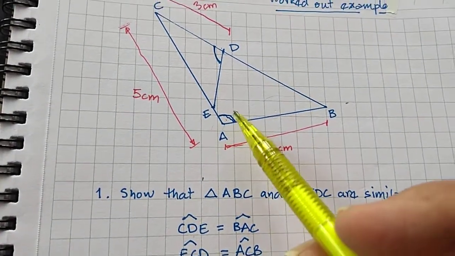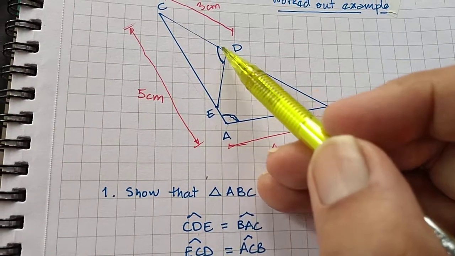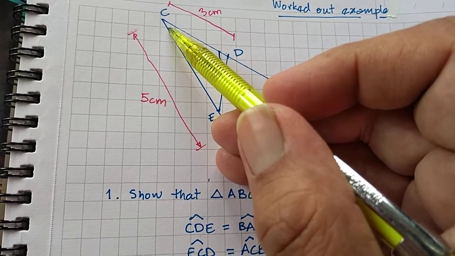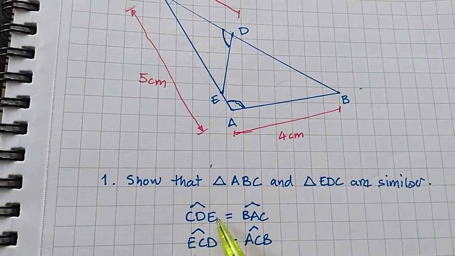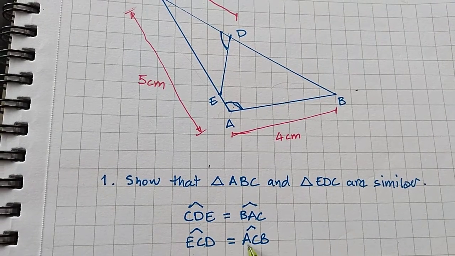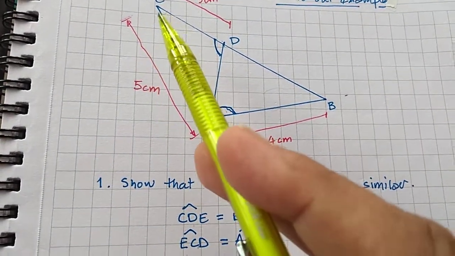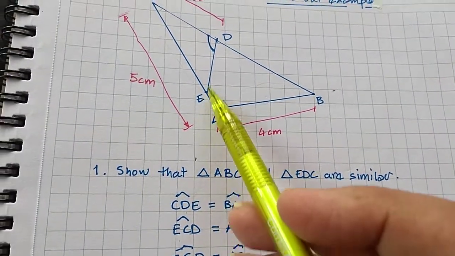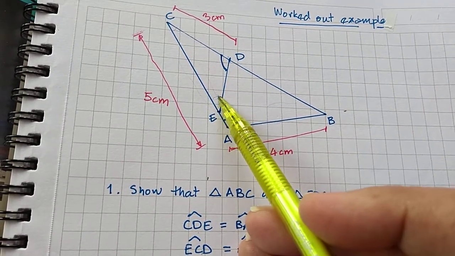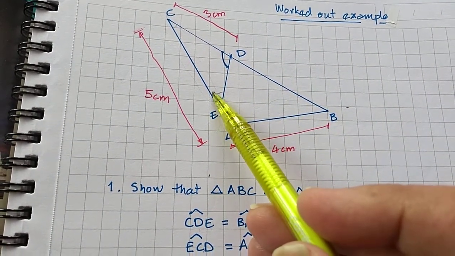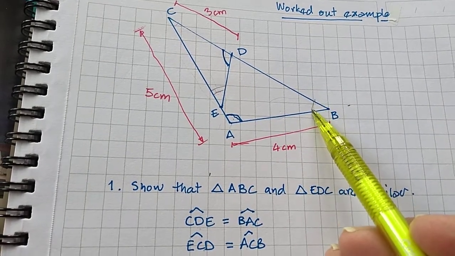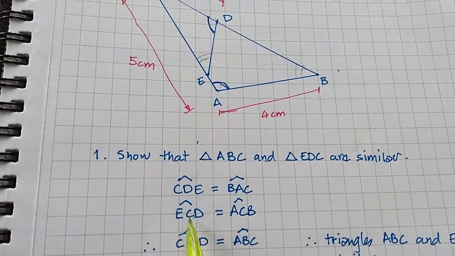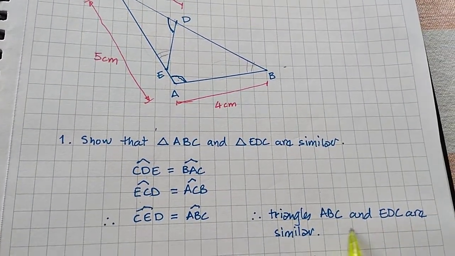Then we take ECD is equal to ACB. This angle is common to both triangles, so it's equal. So we have CDE is equal to BAC by hypothesis, ECD is equal to ACB by the figure because this angle is common to both triangles. Therefore the third angle will also be equal. CED, let me draw a double line there, will equal this angle. This is the third angle of the two triangles. So when three angles of the triangles are equal, therefore triangles ABC and EDC are similar.